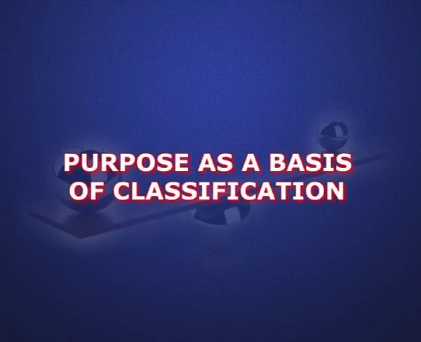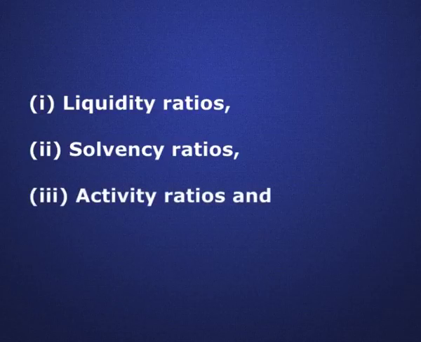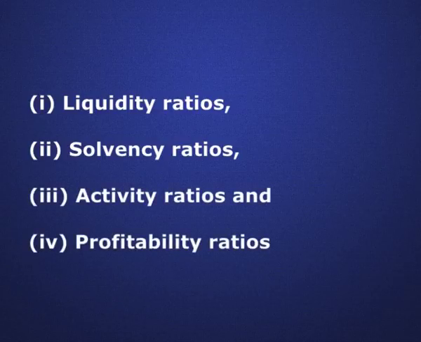Fourth, purpose as a basis of classification. Accounting ratios are computed to serve certain purposes of the various interested parties. Generally, the various parties are interested to know the profitability, liquidity, solvency, and activity of their concern. Accordingly, the ratios are classified into the following four groups. First, liquidity ratios. Second, solvency ratios. Third, activity ratios. And fourth, profitability ratios. Now we will discuss the accounting ratios in detail.